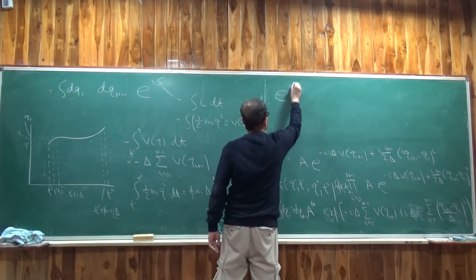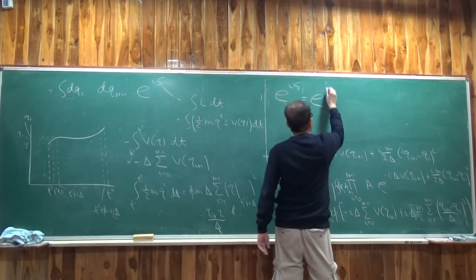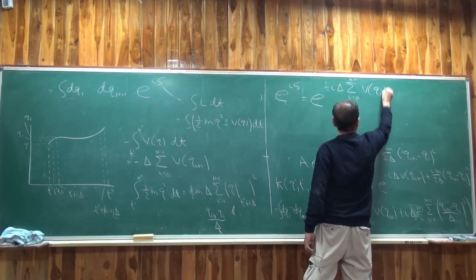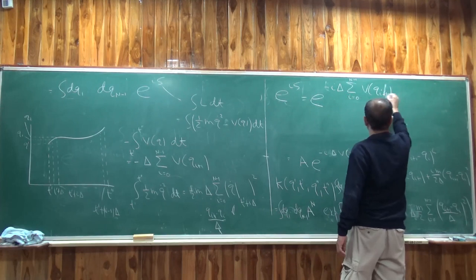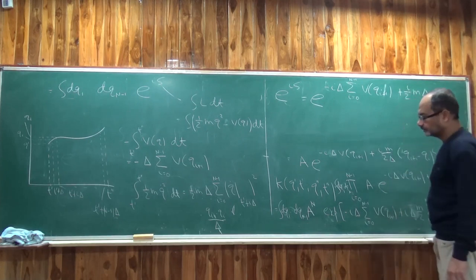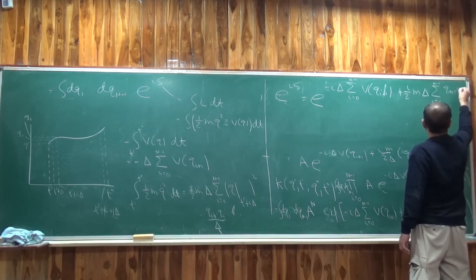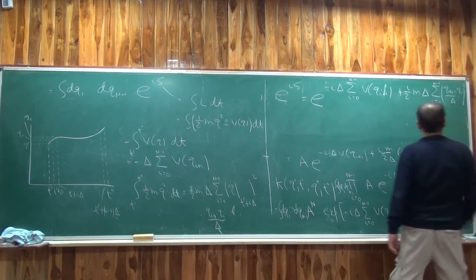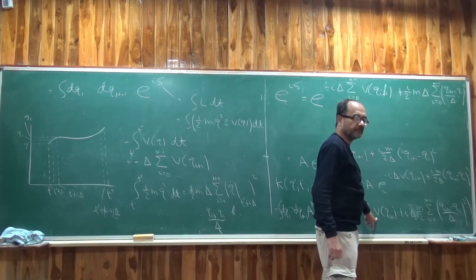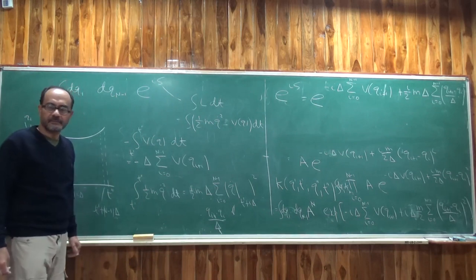So e to the i s, e to the i s is e to the i. First you have this in this one, so it's minus i delta plus i by 2. And this is exactly what you have here. Yeah, so it is in this sense that you can think of this as exponential of i times S. Is this clear?